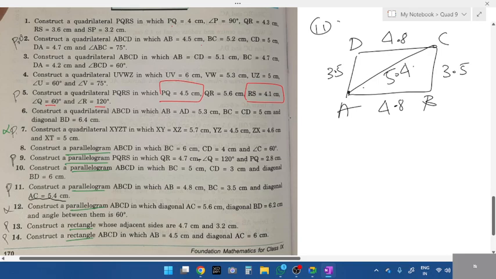Whenever a diagonal is given, students, remember this, it's a tough question. It is going to be tough because angles are not given. So when a diagonal is given, take the diagonal as the base. What is the base now? Tell me what is the base. Look at this diagram and tell me what will be the base. Which is the diagonal?